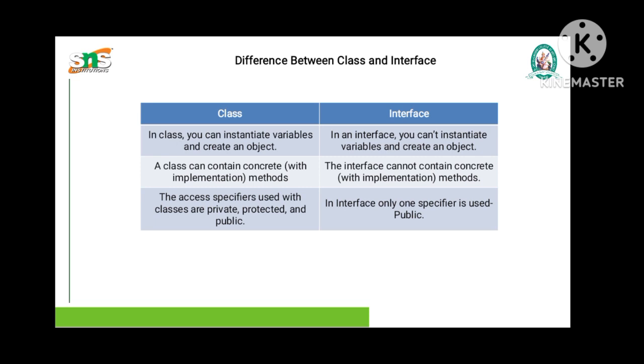Next is the difference between a class and an interface. Although a class and an interface seem the same, there are certain differences between them. The major differences are mentioned below. In a class, you can instantiate variables and create an object, whereas in an interface, you cannot instantiate variables or create an object. A class can contain concrete methods with implementation, whereas the interface cannot contain concrete methods with implementation. In a class, the access specifiers used are private, protected, and public. In an interface, only one specifier is used, public.